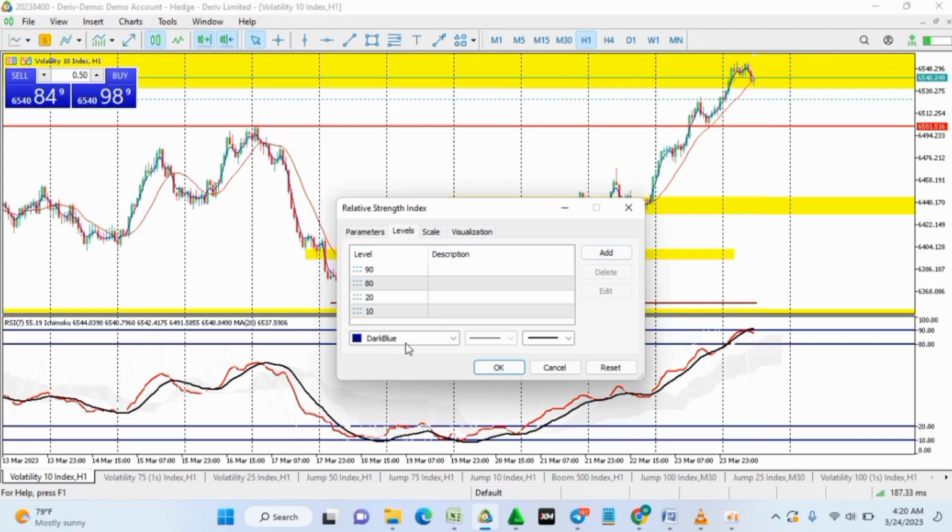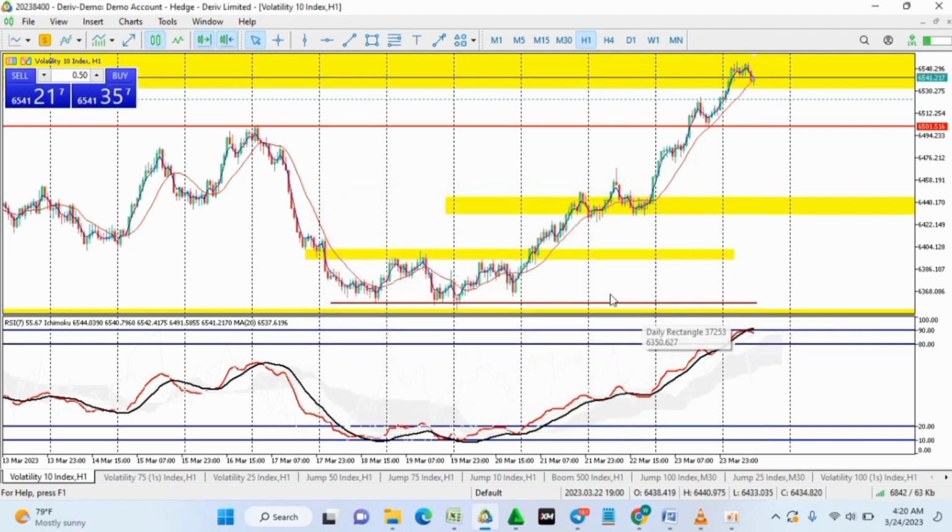Alright, after that you choose the color of your choice. Me, I chose blue, and this is the blue I'm talking about. You can choose any of your choice, but remember, the indicator shouldn't confuse you, right? So after that you click on OK. Me, I will not have to click on OK because I already have the indicator, right? And what I'm showing you already is here. These are the level 90 and 80, and these are level 20 and 10.